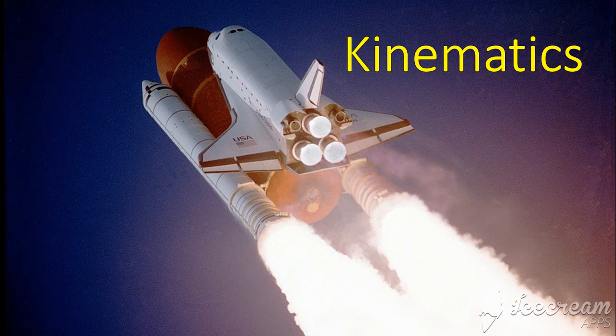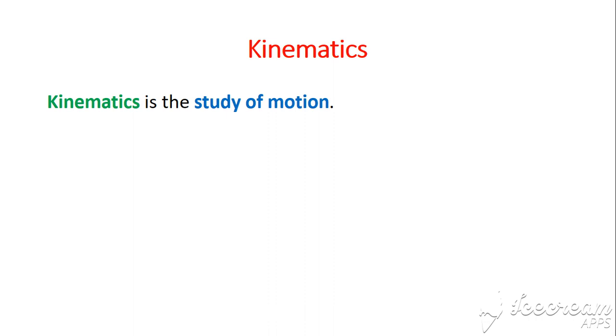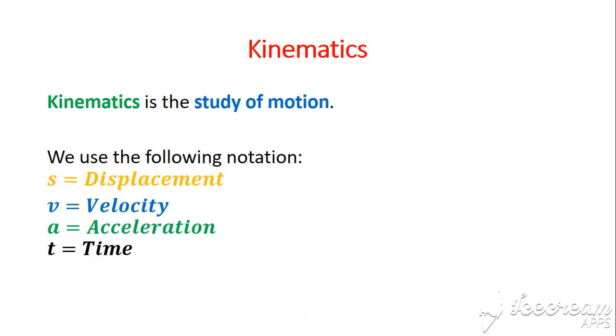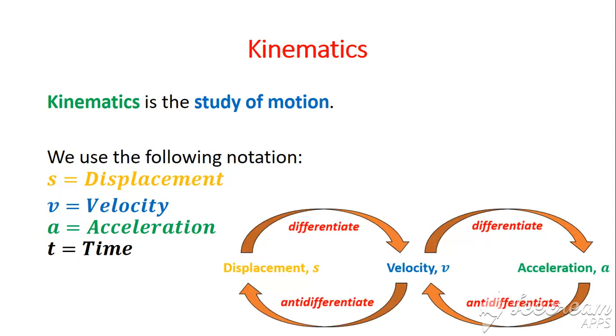In this video, we talk kinematics. Kinematics is the study of motion. Use the following notation. S is displacement, which is a word for distance. V is velocity. A is acceleration. And T is time. We developed this little graph when we developed the Level 2 calculus.